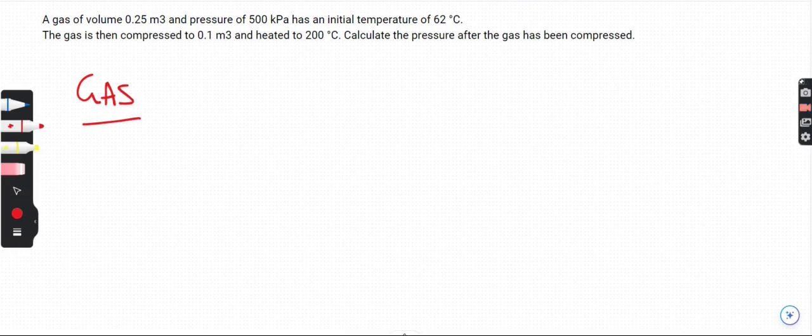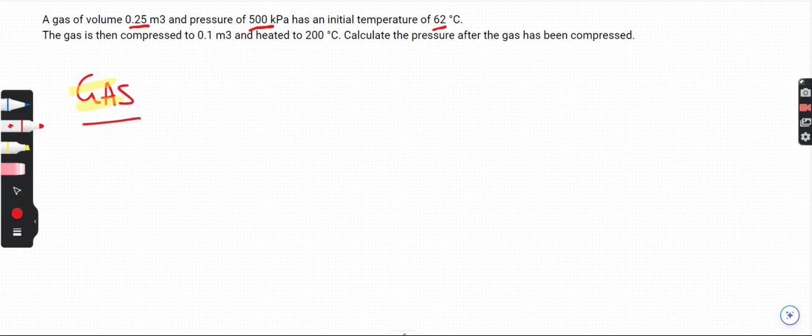This question is on, as it says there, gas. We've done gases before, but here's another one. The question is, a gas of volume 0.25 cubic meters. We've got a gas of volume 0.25 and a pressure of 500 kilopascals, 500 times 10 to the 3, right? Initial temperature of 62. So we've got a gas volume, a temperature and a pressure.